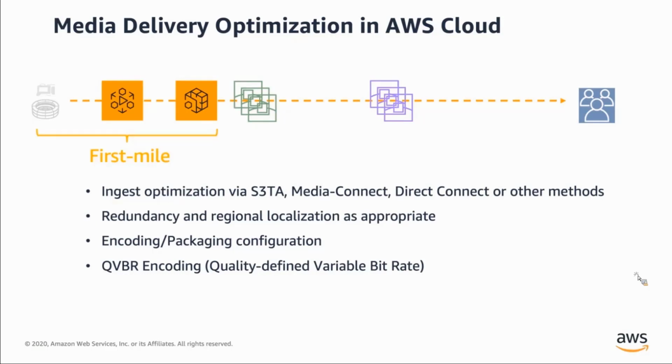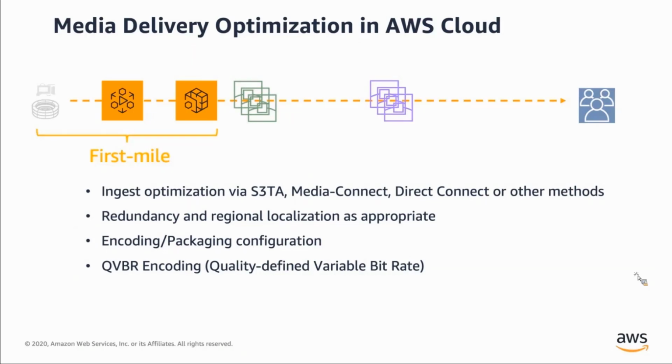We also, of course, have lots of different options for redundancy and regionalization. So if you want to localize content into different regions, you want to use replication, you want to use load balancing, there are tons of different capabilities that allow you to get the right content in the right place for the right audiences at the right time.